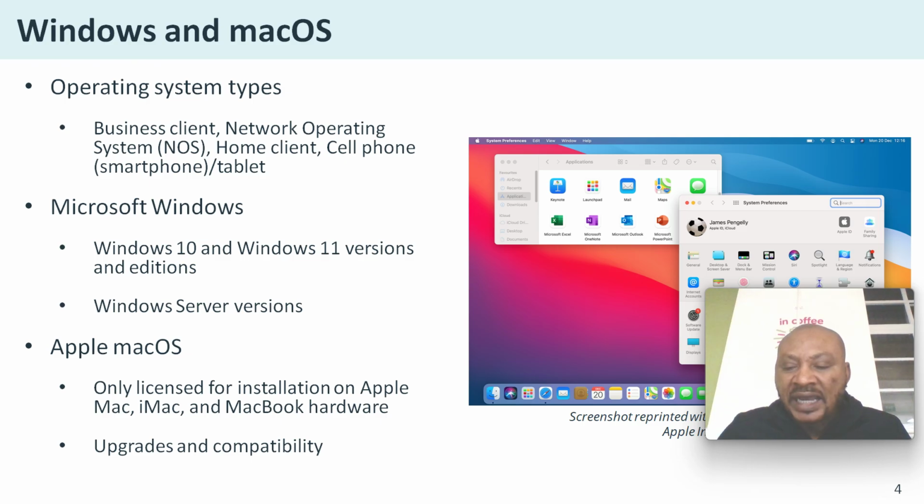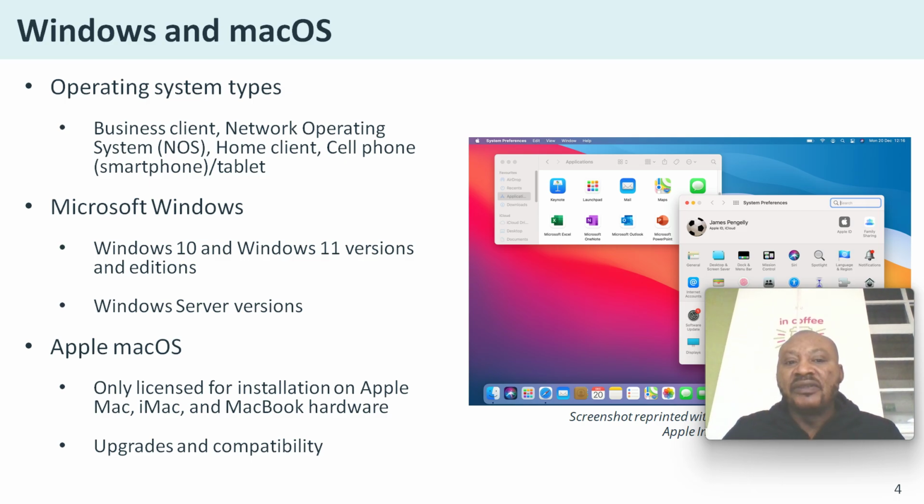We also have home clients, like the Home edition kind of operating system. Cell phones and smartphones have their own OS too. You understand? Android is one of the OS for our cell phones, and Apple iOS is the operating system for Apple devices.